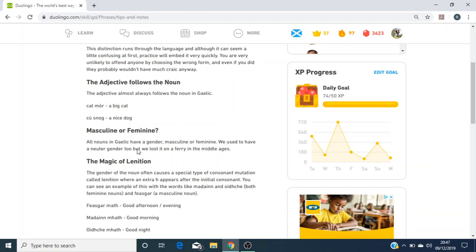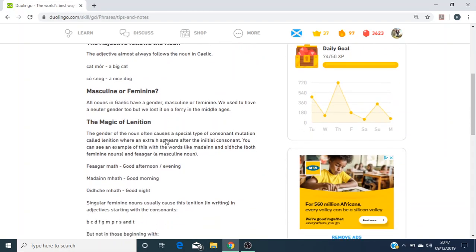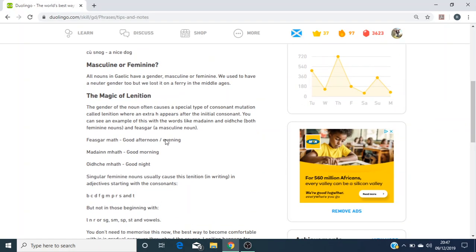All nouns in Gaelic have a gender, masculine or feminine. We used to have a neuter gender too, but we lost it on a ferry in the Middle Ages. Okay. So this is important for later on in the course when you'll have to get adjectives and things to agree with whether a noun's masculine or feminine, and the definite article and stuff like that, but that's something for later on.